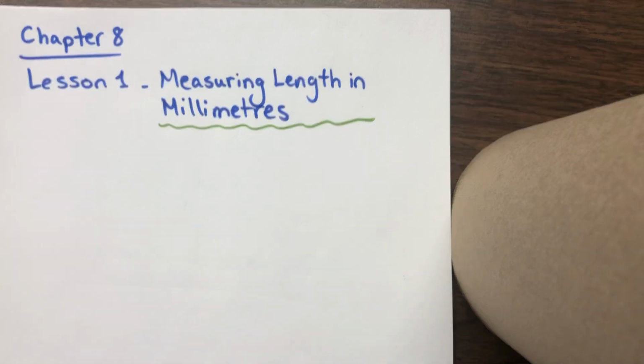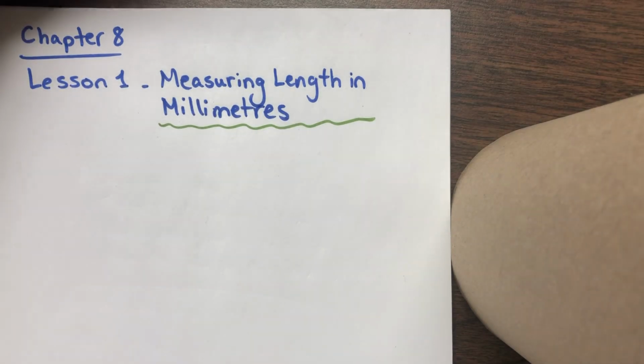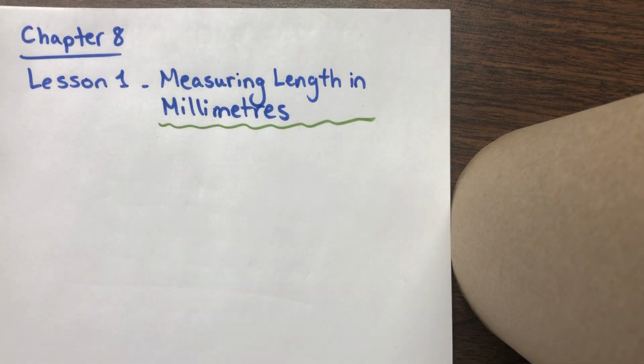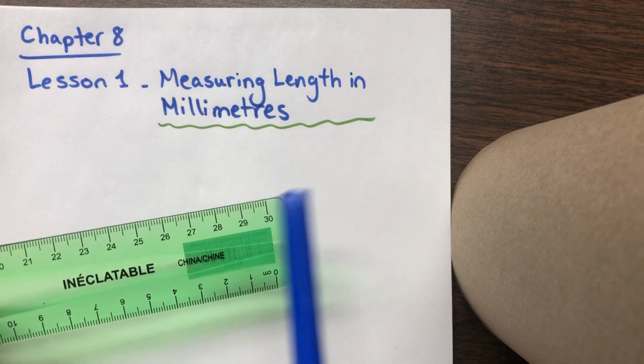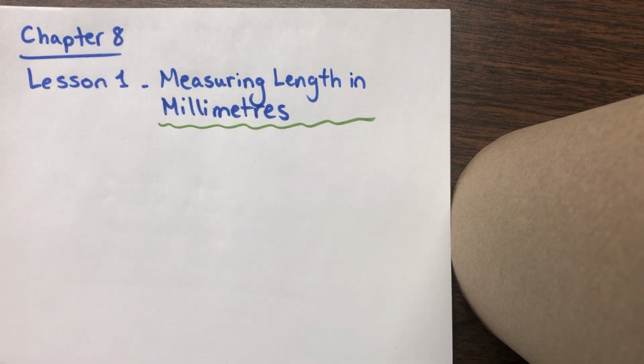Today we are going to start a new chapter, chapter 8. It involves measuring. Lesson 1 is about measuring lengths in millimeters. With this lesson we will be using a ruler in order to measure in millimeters and then convert to centimeters and vice versa, so going from centimeters back to millimeters.